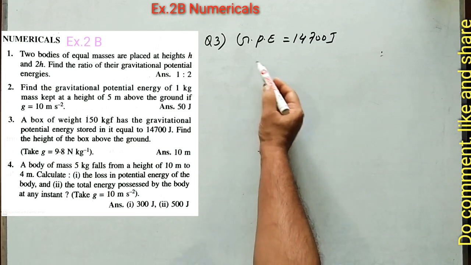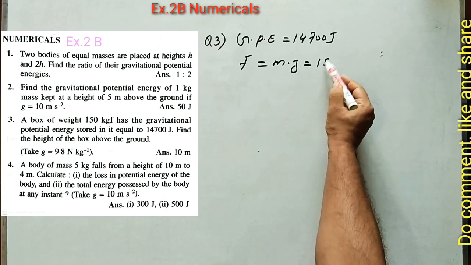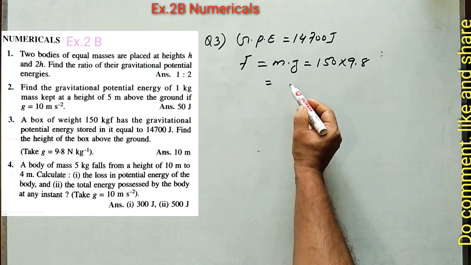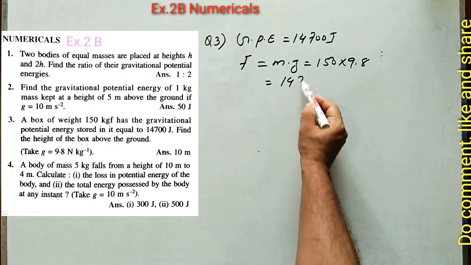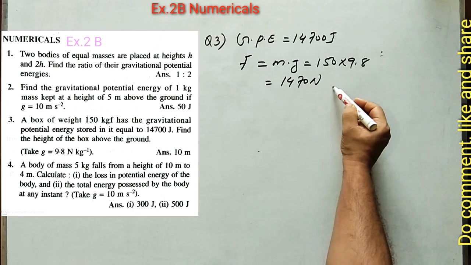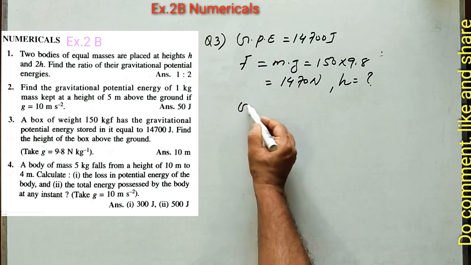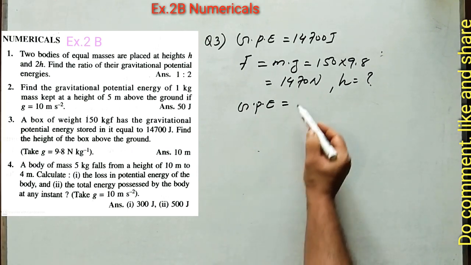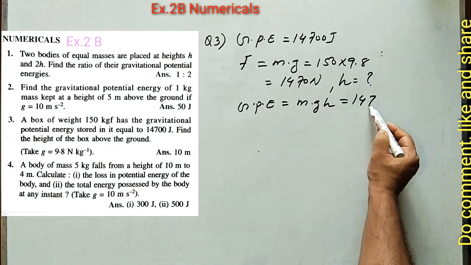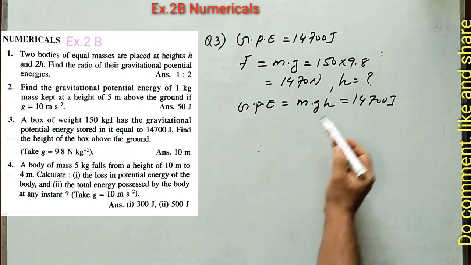The box is of weight 150 kilogram force. So the force of gravity F is equal to mg, that is 150 into 9.8 Newton per kilogram, and the force is coming out as 1470 Newton. This is the force of gravity. Alright, the height of the box, height we have to find out. So GPE, gravitational potential energy, is equal to mgh, that is equal to 14,700 joule. It is given.